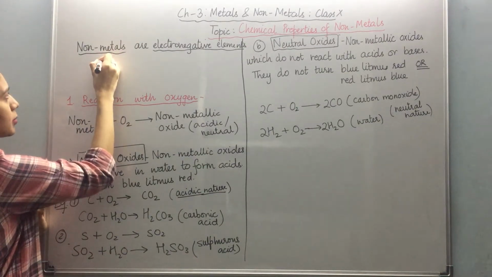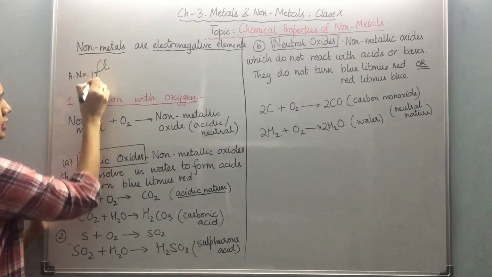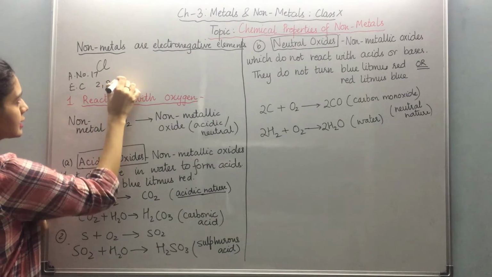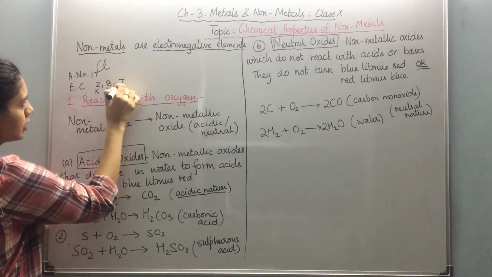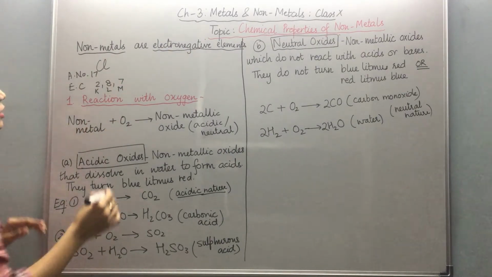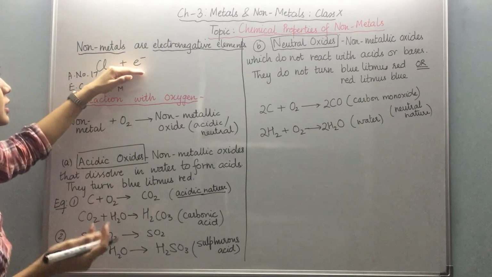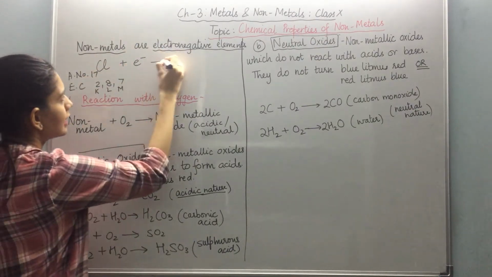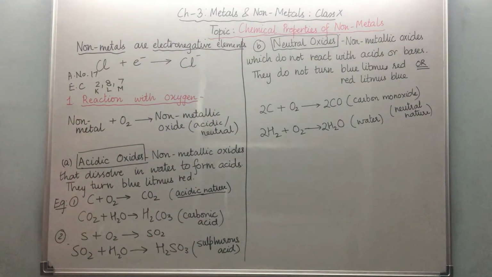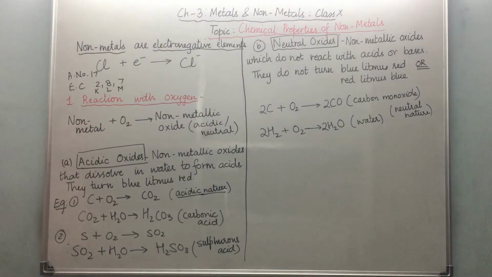For example, if I talk about a nonmetal, chlorine, having atomic number 17, its electronic configuration will be 2, 8, 7. So K is filled, L is filled. To complete the octet in its M shell, it needs 1 electron. So what happens? This chlorine takes an electron from some other element and forms a negative ion, that is the chloride ion. Let us see how these nonmetals now react with oxygen.